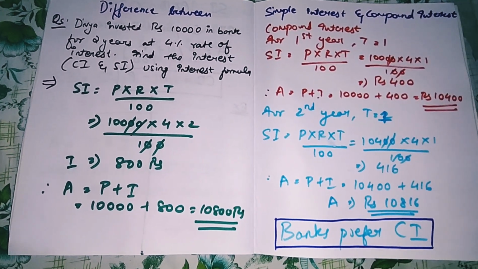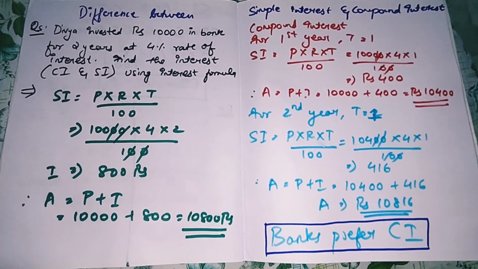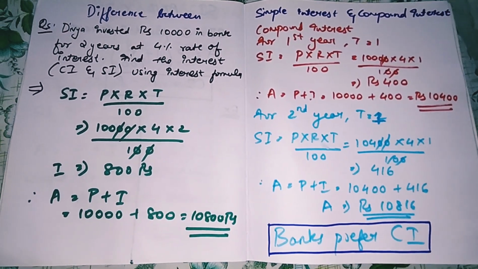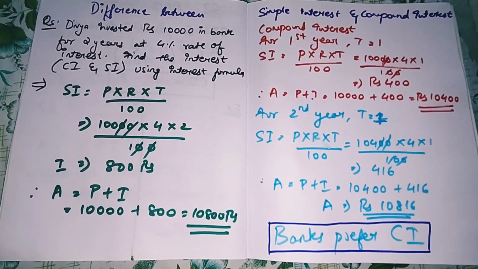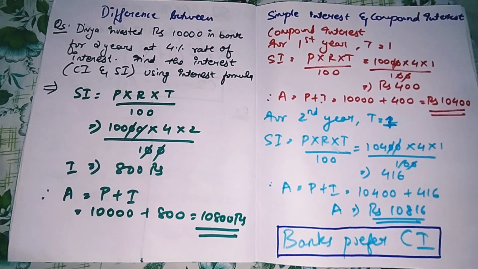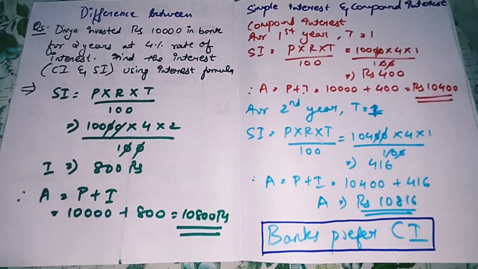So here what we will discuss is the difference between the two types of interest, that is simple interest and compound interest, and what the bank prefers for us, that we will see here. We'll use the formula of simple interest only in both the cases. We do have a direct formula for compound interest also, but here we'll see by the method of simple interest only how they are both different from each other.